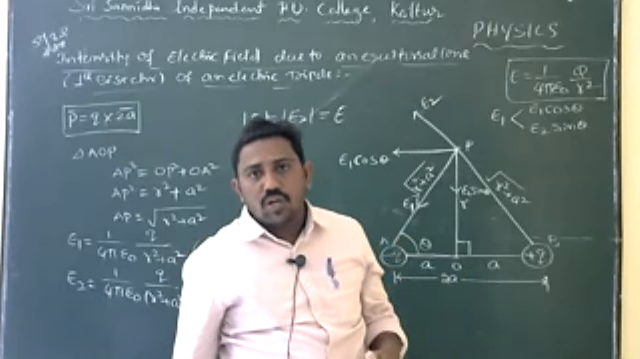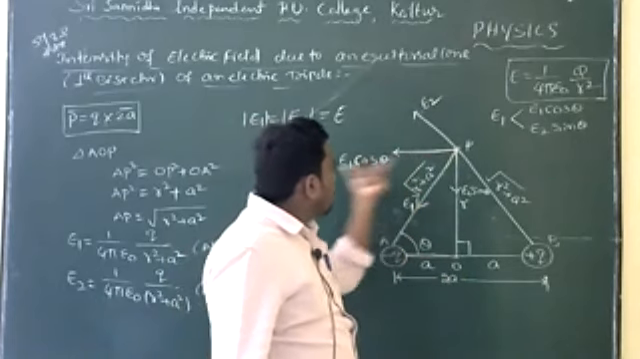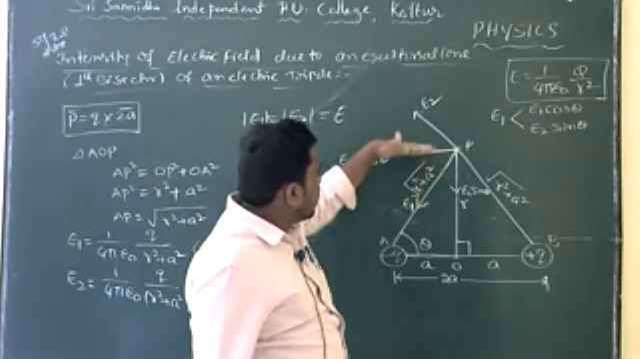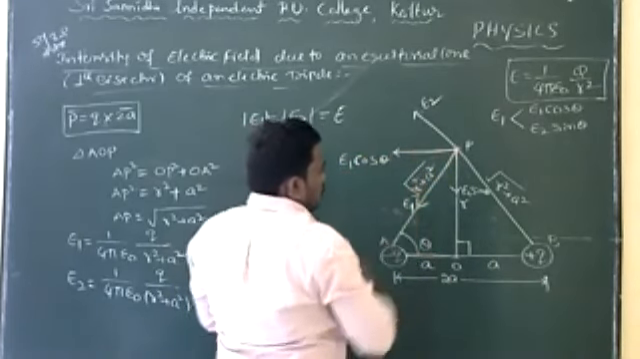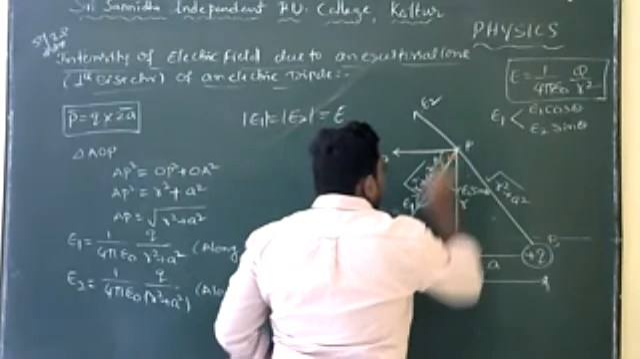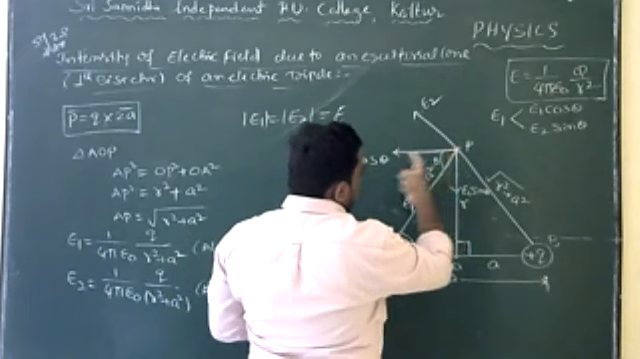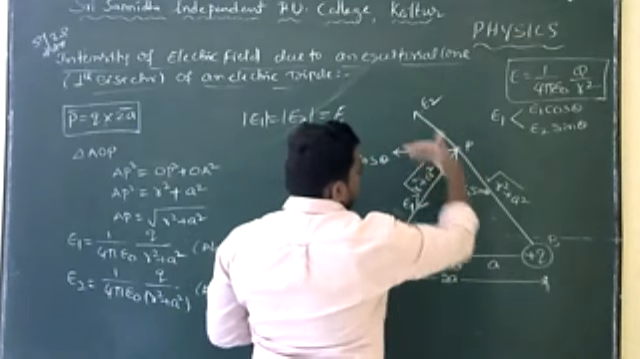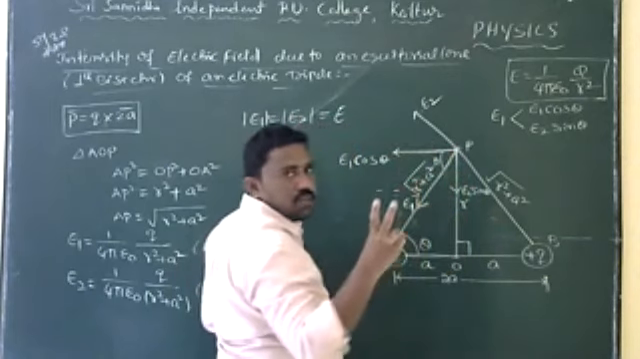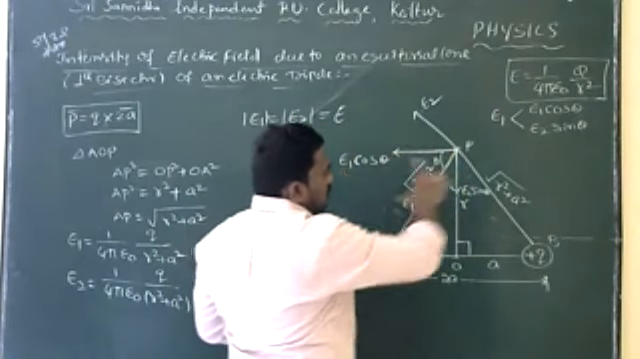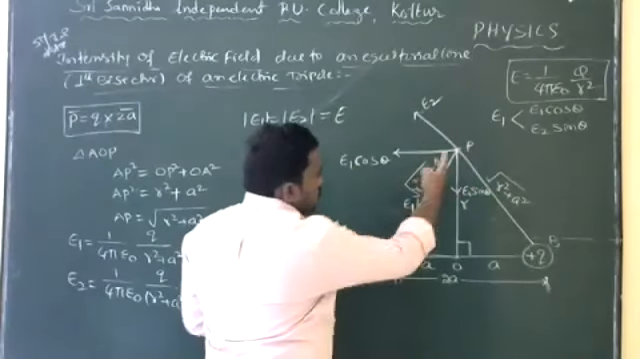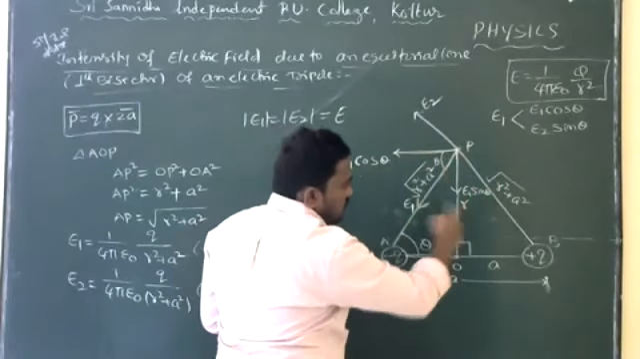A sin theta is the vertical component. Here E1 cos theta is the horizontal. E1 makes an angle theta with the horizontal, so it can result in two components: one is E1 cos theta, the other one is E1 sin theta.